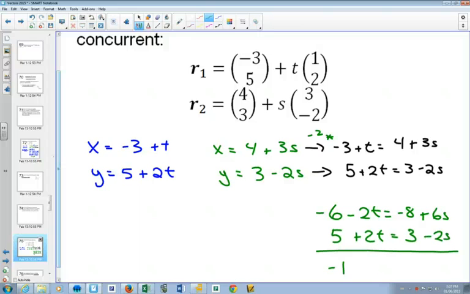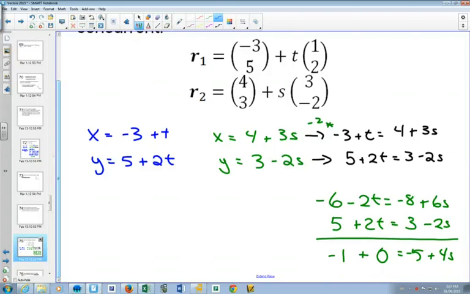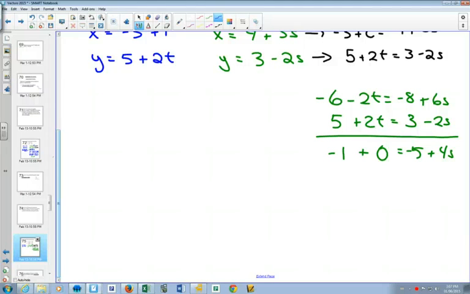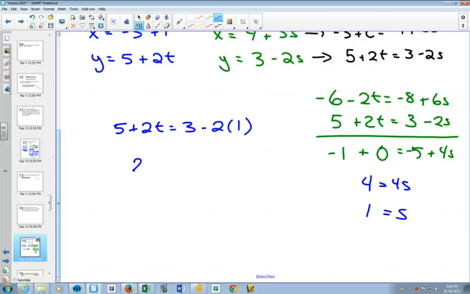Adding those equations together, -1 plus 0 equals -5 plus 4s. Add 5 to both sides, 4 equals 4s. So s is equal to 1. And once you have s equal to 1, you can plug that in to either equation and find out what t is. So 5 plus 2t equals 3 minus 2 times 1. 2t equals -4. t is equal to -2.